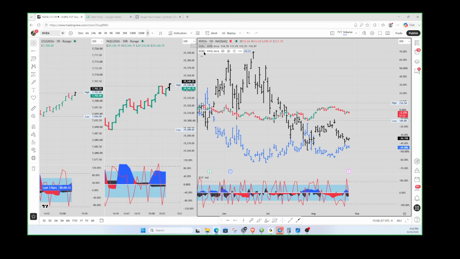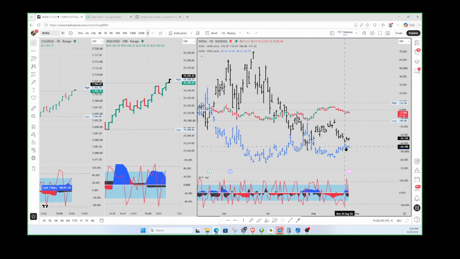Now the SOXS is a bear of the semiconductors. So when they go up, the SOXS goes down. When they go down, the SOXS goes up. But it costs half as much. So you can get into it for half the price, experience the same volatility, experience the same percentage gain at half the price. All right.